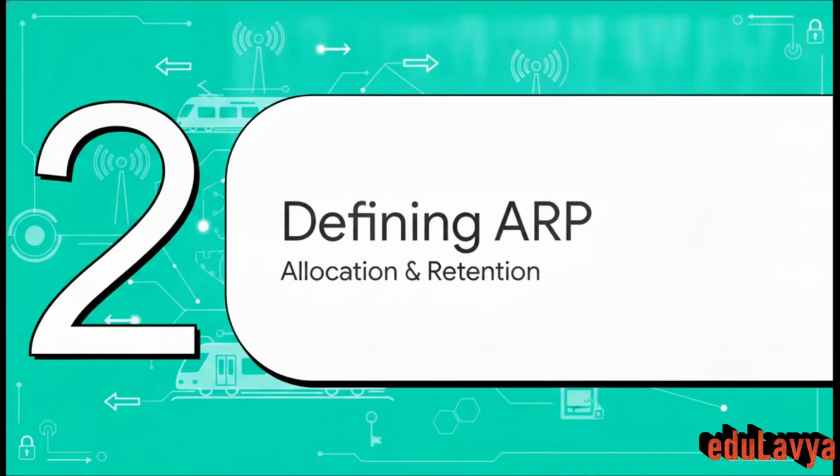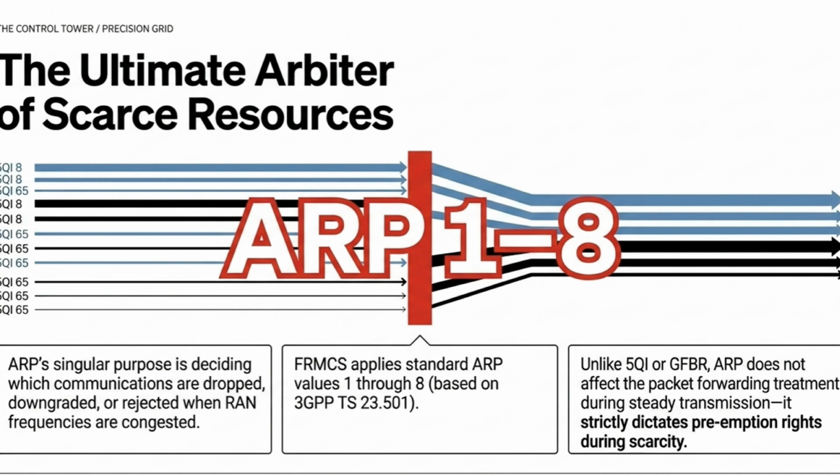Moving on to Section 2, Defining ARP Mechanisms. All right, please take note of this definition, as it's the foundation of everything we're discussing today. Allocation and Retention Priority, or ARP, is a 5G quality of service mechanism used when resources are scarce to decide which communication has precedence for resource allocation at any given time. In an FRMCS environment, ARP is the ultimate boss. It's the definitive decision maker that dictates the hierarchy of every single data packet trying to squeeze through our network.